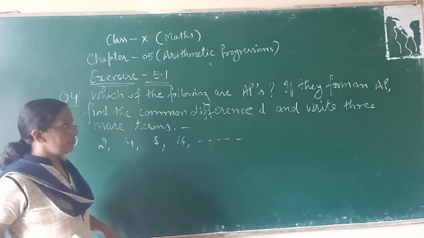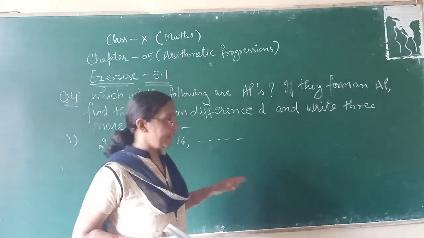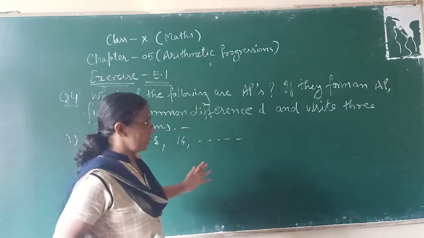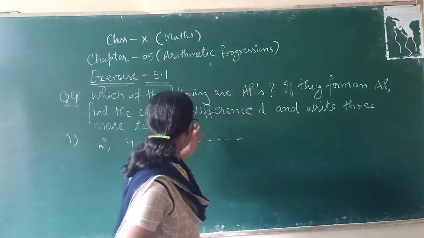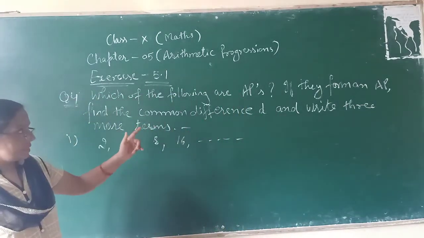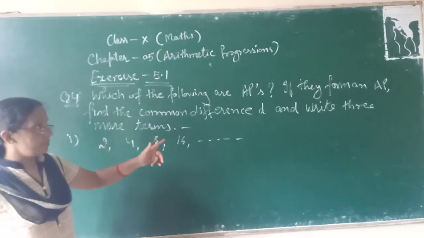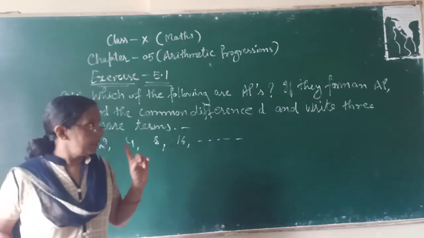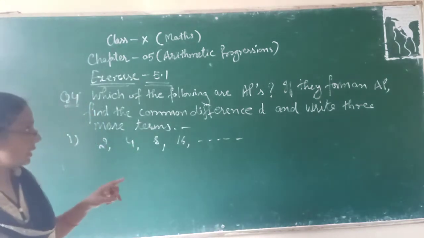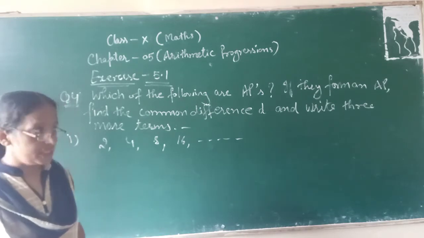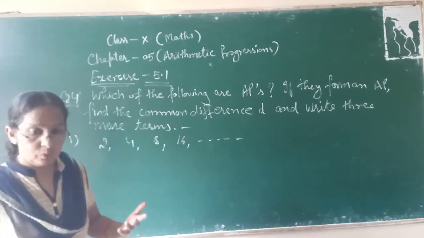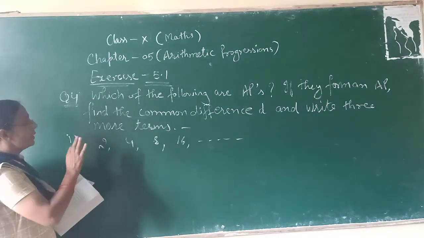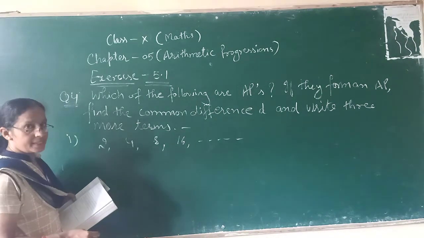Which of the following are APs? If they form an AP, we have to find the common difference D and write the 3 more terms. So the first question is to check whether it is an AP or not. Second, if it is an AP, then we have to find the common difference D and write 3 more terms.